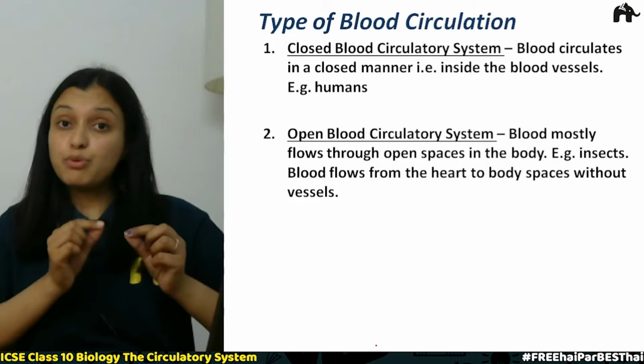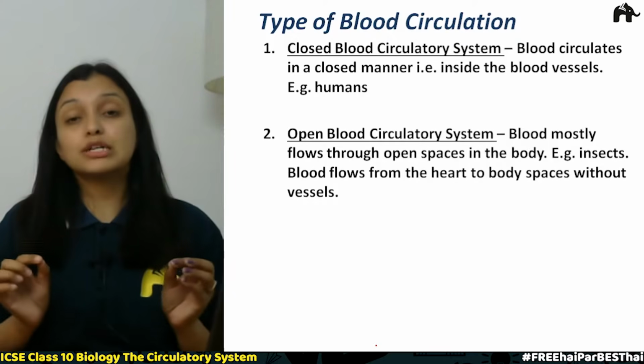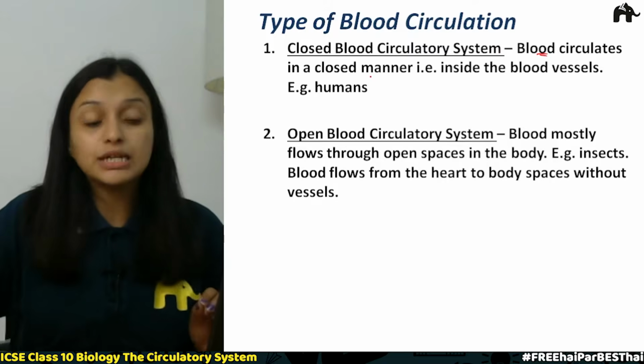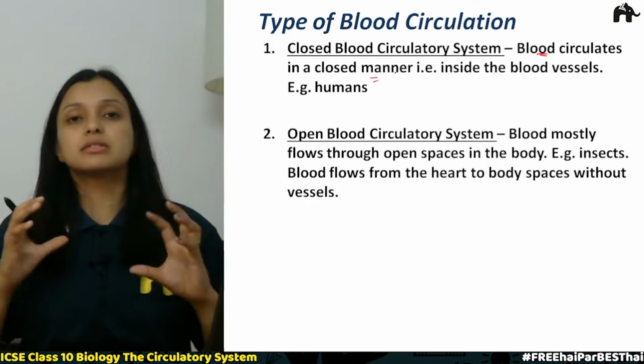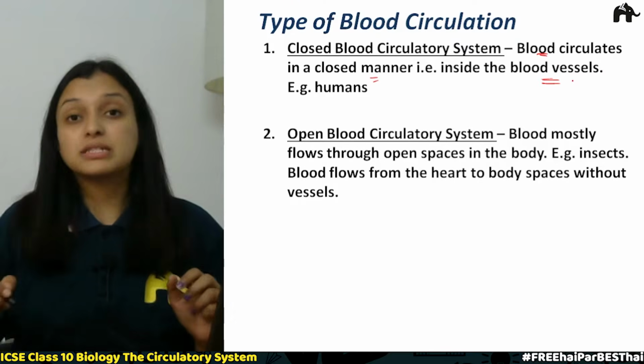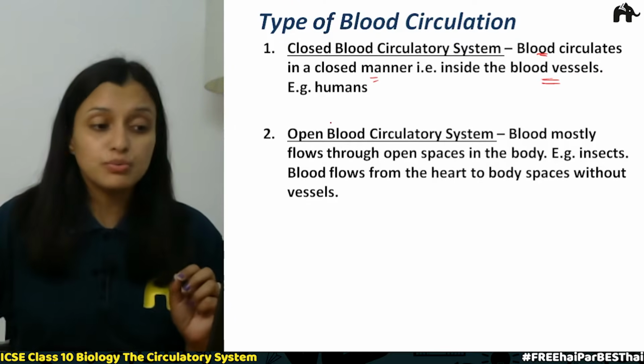So this type of blood circulation is called a closed blood circulation, where the blood circulates in a closed manner inside certain vessels or certain organs. Correct? So inside the blood vessels, for example, in case of human beings.